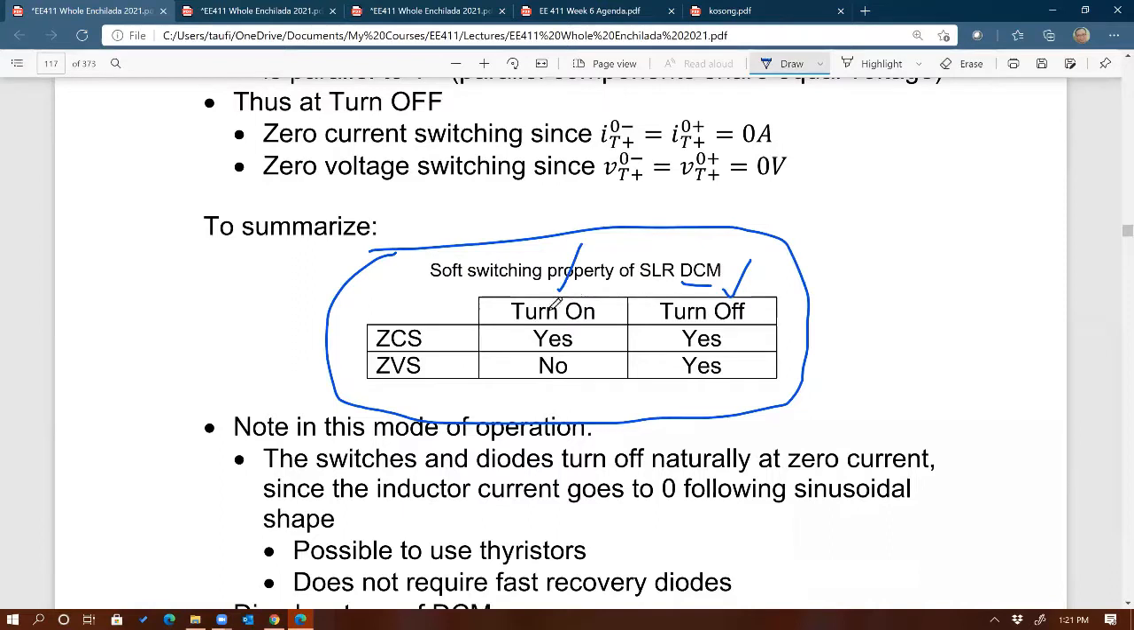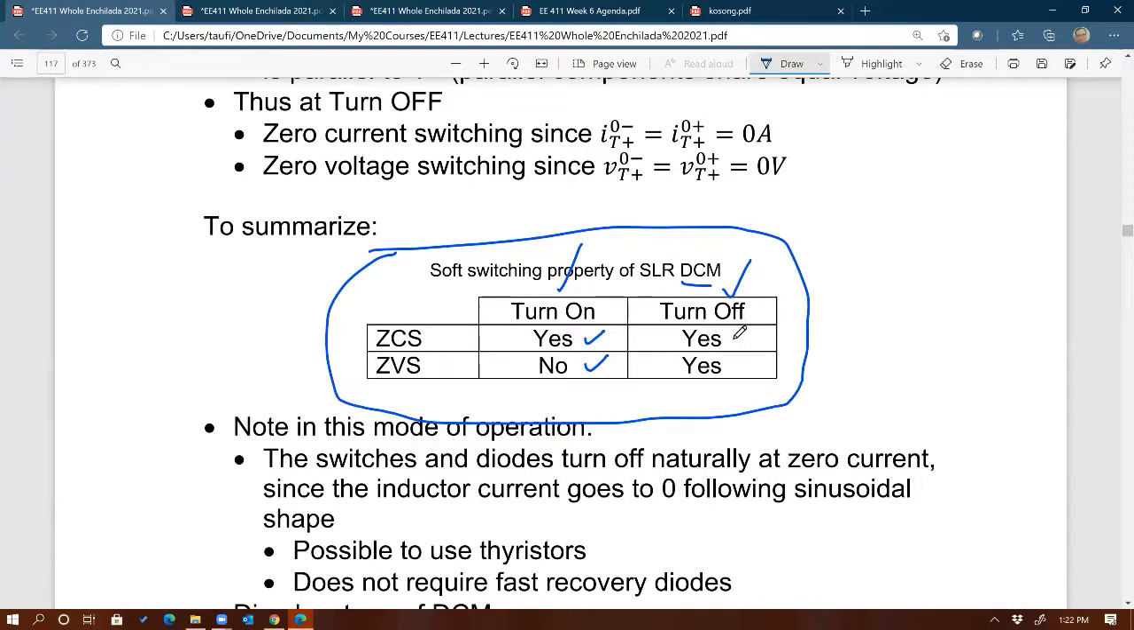When the switch turns on, does it have zero current switching property? If it's a yes, then I put a yes there. Does it have zero voltage switching property at turn on? If it's a yes, I put yes. If it's a no, I put a no. And for DCM, from this table, it looks like for DCM at turn on, there is no zero voltage switching, but there is zero current switching.